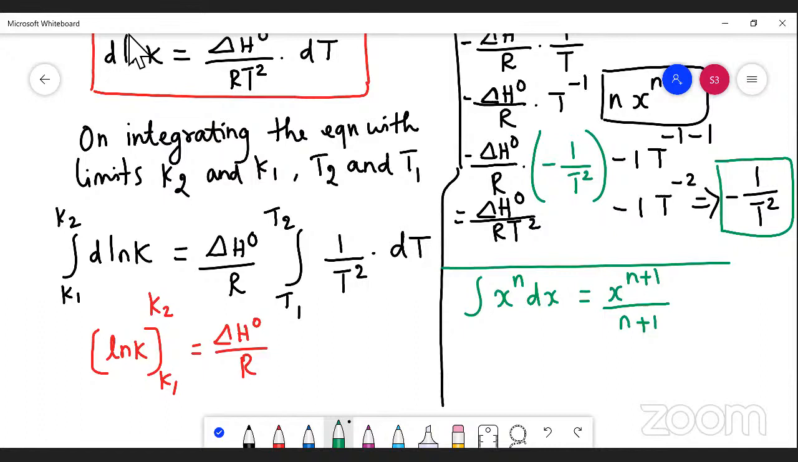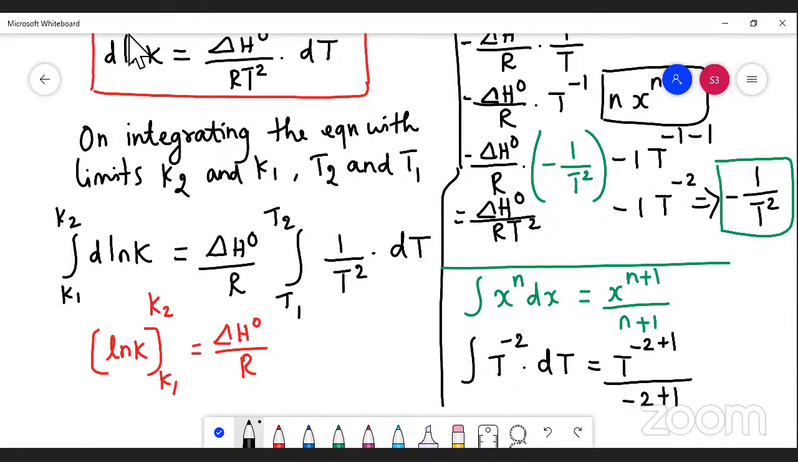So integration of x power n dx will be equal to x power n plus 1 divided by n plus 1. Now take the integration of 1 by T square. I can write it as T power minus 2 into dT. So instead of x, we are taking T, and the same formula, same methodology, we are going to apply. Power n here is minus 2. So you consider x as T and n is minus 2. Substituting this into the formula, we will get T power minus 2 plus 1 divided by minus 2 plus 1.